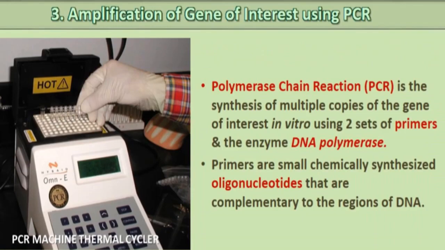The next step that we need to do is amplification of gene of interest. Amplification means making multiple copies of any sequence of DNA. So here multiple copies of gene of interest are made using a technique called PCR, that is polymerase chain reaction. It is the technique to synthesize multiple copies of the gene of interest in vitro, means in laboratory, using 2 sets of primers.